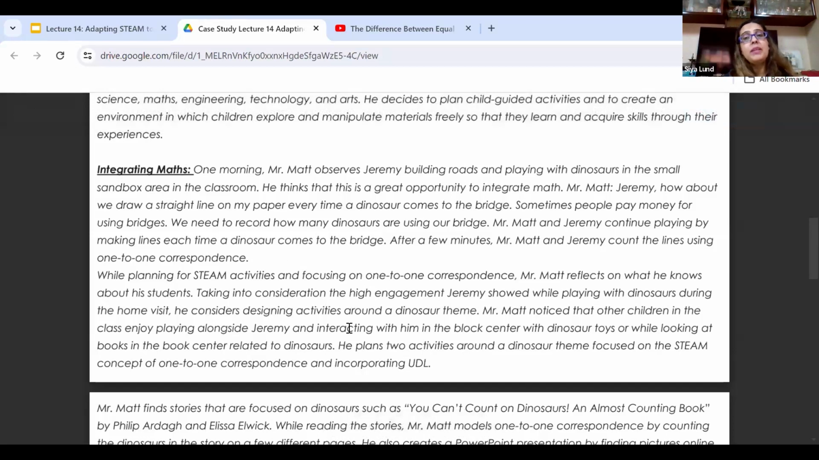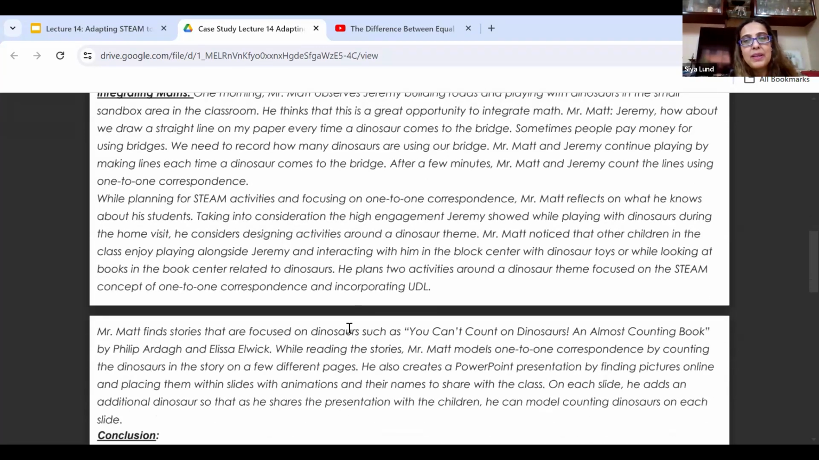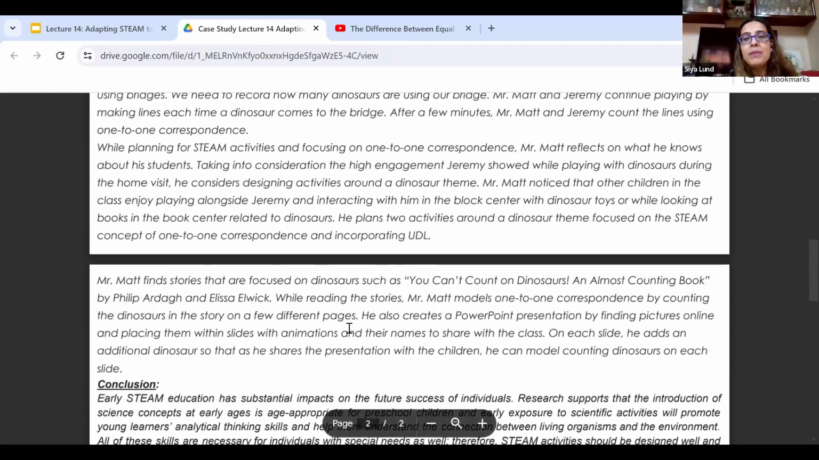And interacting with him in the block center with dinosaur toys or while looking at the books in the book center related to dinosaurs. He planned two activities around the dinosaur theme focused on the STEAM concept of one-to-one correspondence and incorporating the universal design for learning. So not only were they playing with dinosaur toys, they were also reading dinosaur books in the book corner.